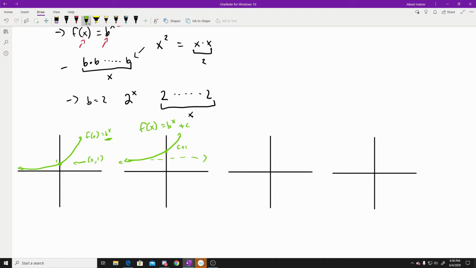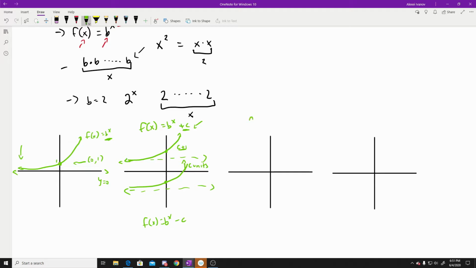And if we add a constant to it, this new point will become c plus 1. Likewise, in a regular exponential function there is a horizontal asymptote along the y equals 0 line. But if we add a constant c to it, we basically raise that asymptote up by c units. And likewise, if we were to plot f of x equals b to the power of x minus c, we would just be moving this asymptote downwards, and the point would still be here.